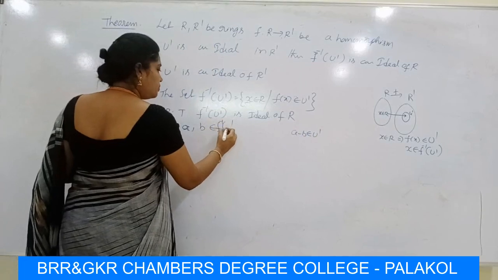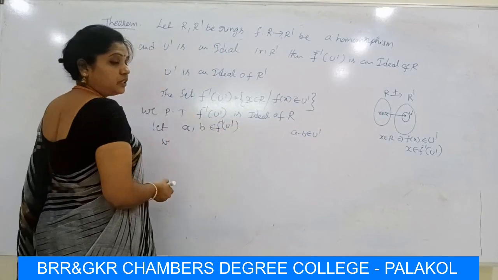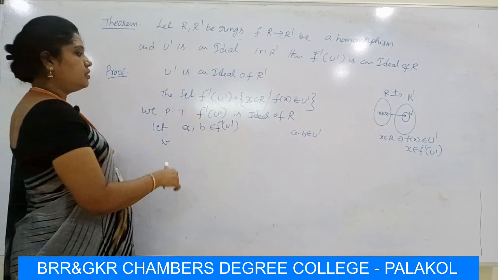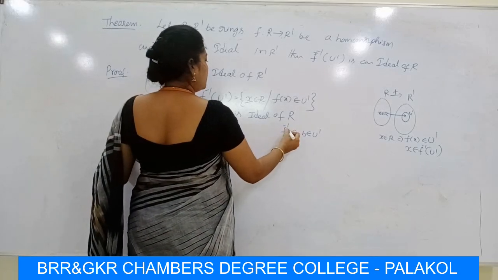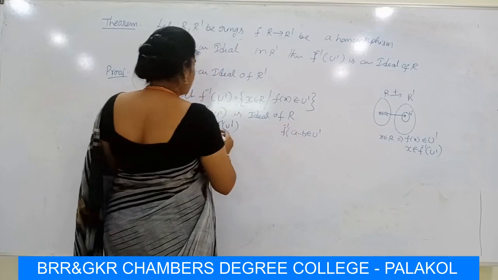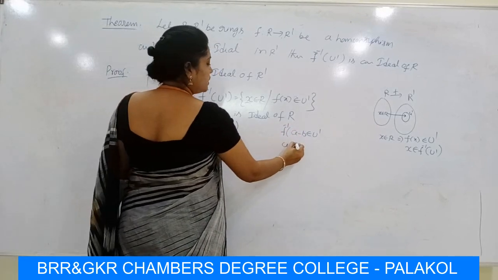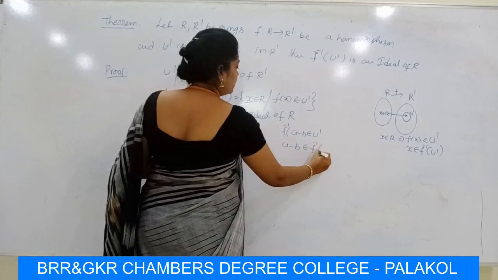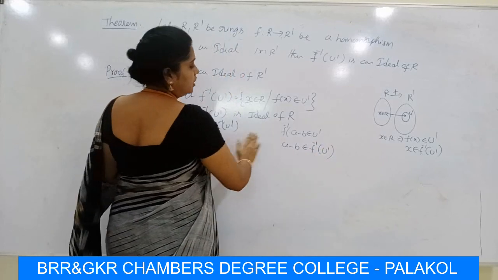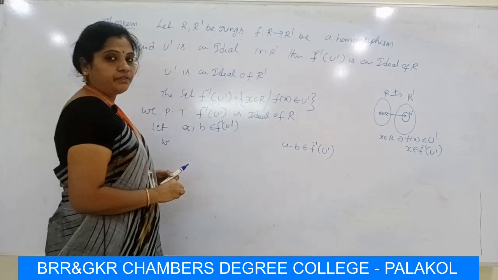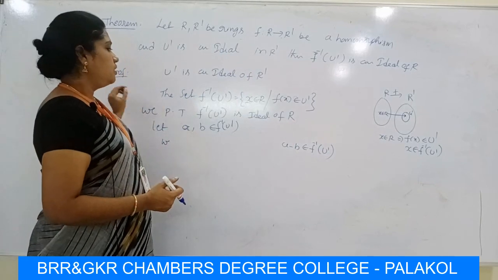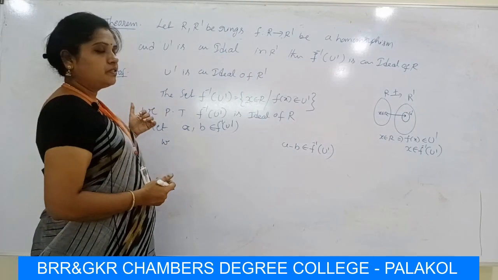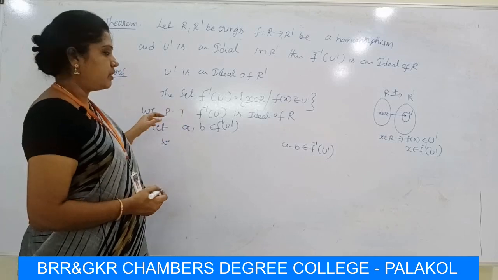F inverse U dash. If you take A, B belongs to F inverse U dash, then we have to prove F inverse A minus B, A minus B is also belongs to F inverse U dash. Then F inverse U dash, the first condition of ideal is satisfied.